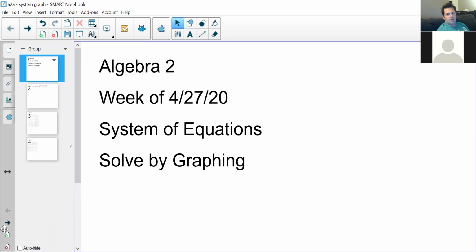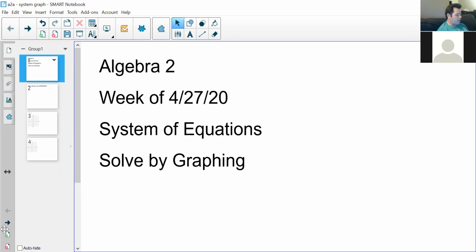It's the Monday that we're going to start this unit on systems of equations. This should be somewhat of a review for most of you from Algebra 1 especially. And we're going to go through a bunch of different ways to solve a system of equations. And we're going to start off by solving by graphing.